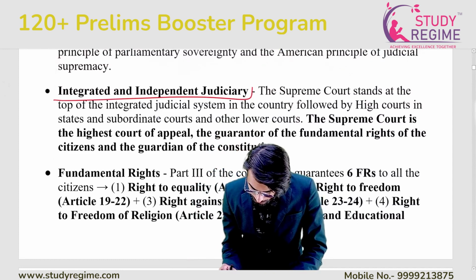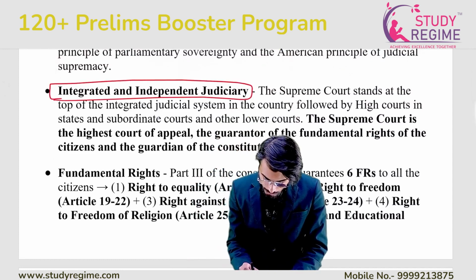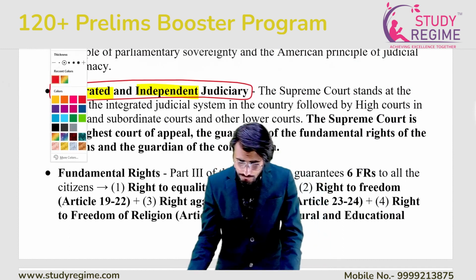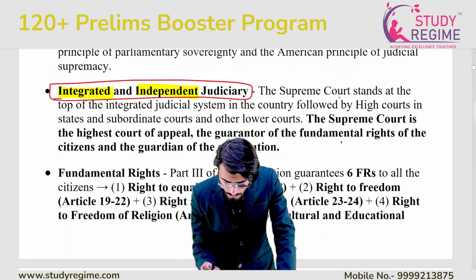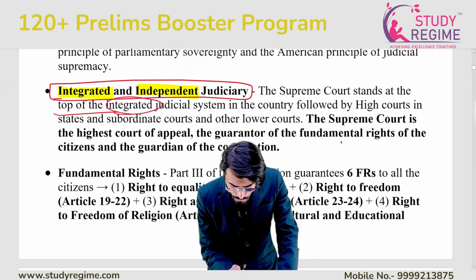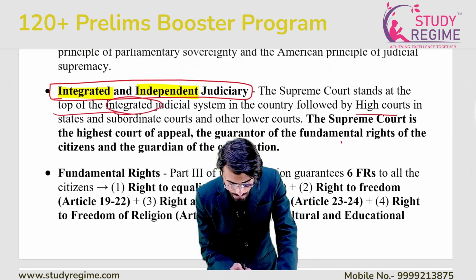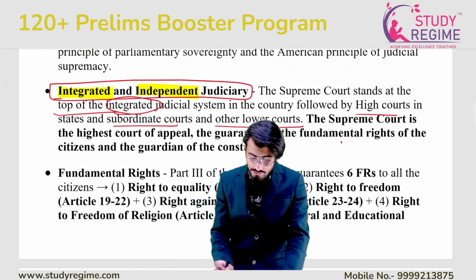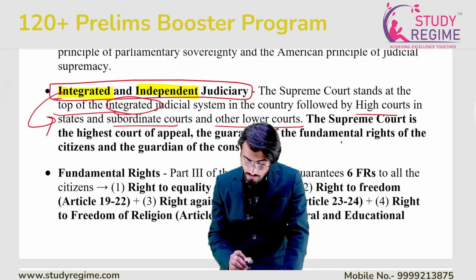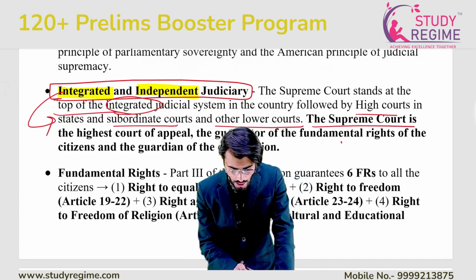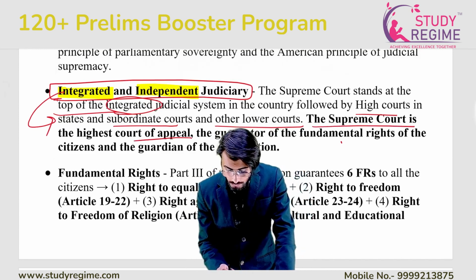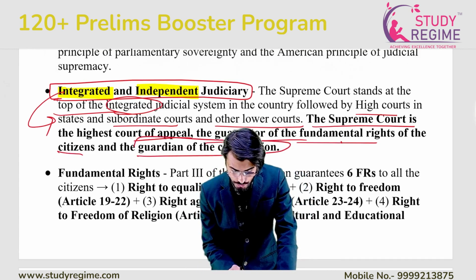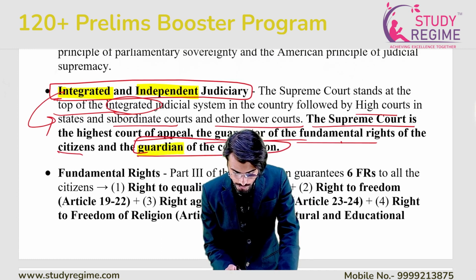Integrated and independent judiciary. What do these two words mean? The Supreme Court stands at the top of the integrated judicial system in our country, followed by the high courts, then subordinate courts, and the other lower courts. This is what integration means. And what is an independent judiciary? The Supreme Court is the highest court of appeal, that is appellate jurisdiction, the guarantor of the fundamental rights of the citizens, and the guardian of the constitution.